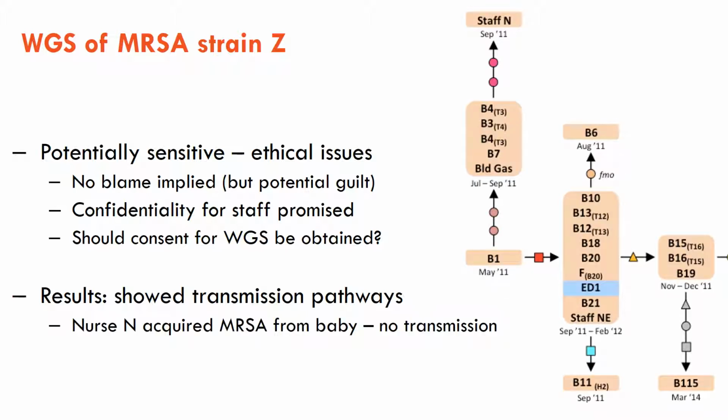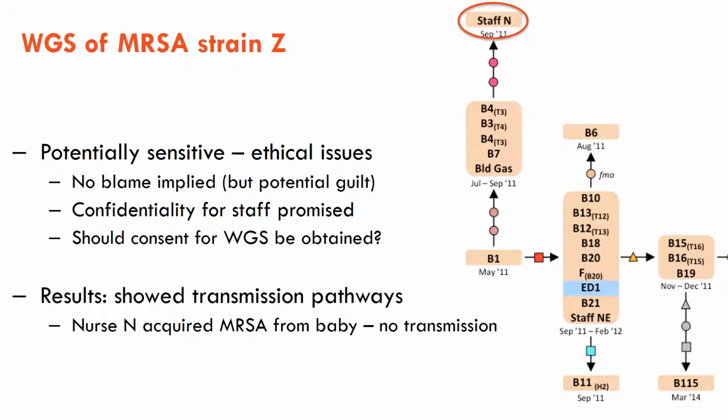First of all, Nurse N, shown up here at the top, was neither the source of the outbreak nor had she spread it to anybody else. In fact, she had acquired MRSA from 3 babies, who were triplets in fact, whom she had been nursing for quite a long time.